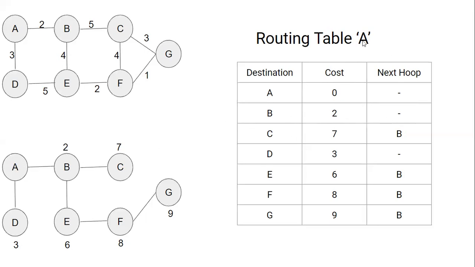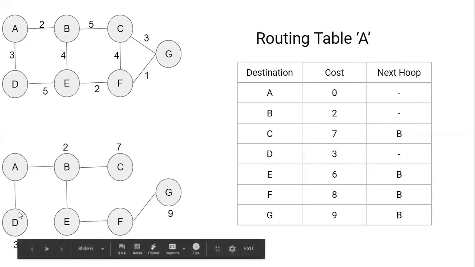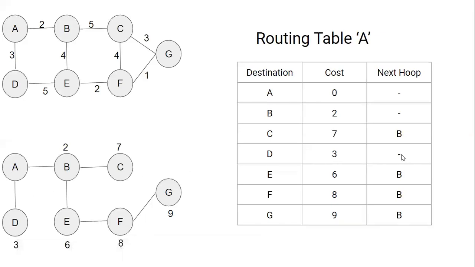So again A to C, A to C is how much here? 7. So I have written 7. But in the middle B is coming. So to travel from A to C I have to cross B. So that is our next hop. So I have written here B now. Now again A to D. So traveling from A to D, is any neighbor there? Nothing. Value is what? 3. So there is no next hop. I have not written here.